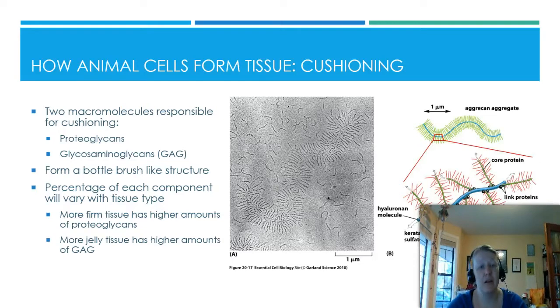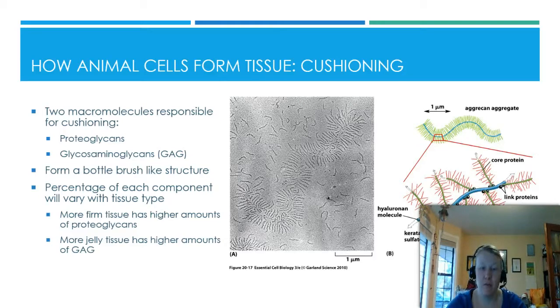And so what we need to fill in the gaps is this cushioning, and it's a gel. There are gels and proteins that help do that. So you have two macromolecules. We have the proteoglycans and the glycosaminoglycans, which is GAG. And you can see those here on this slide. And they form this kind of bottle-brush look. And what this does is it allows for the cushioning of the tissues so that they can take a little bit of an impact without getting too much damage.